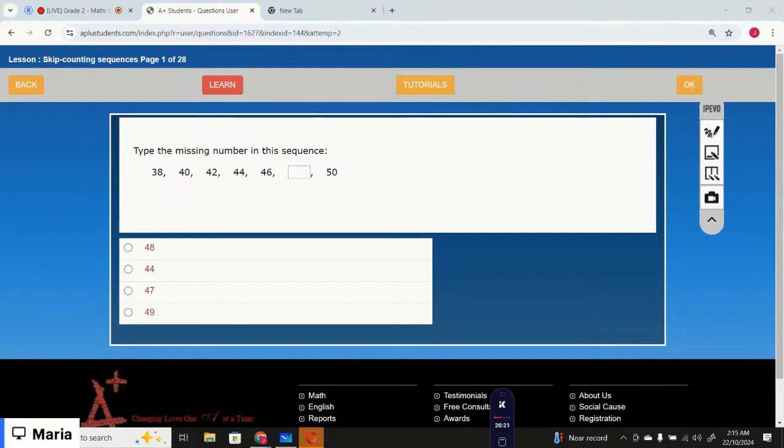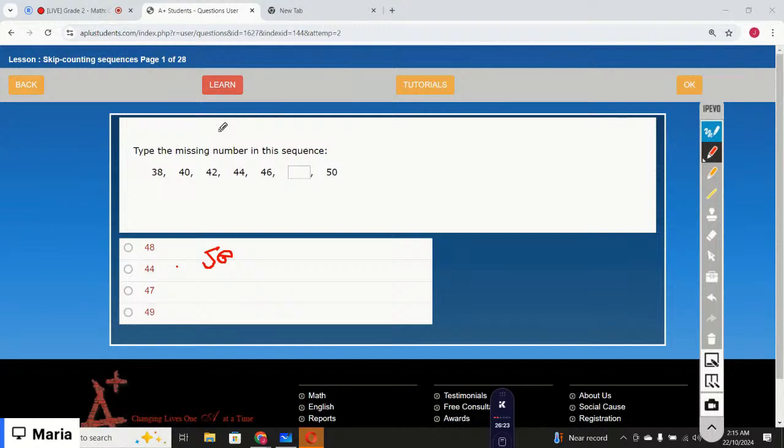38, 40, 42, 44, 46. So start with 38. 38 plus what number makes 40? 38 plus 2 makes 40. Then 40 plus 2 makes 42, right? Then 42 plus 2 makes 44. Then 44 plus 2 makes 46.